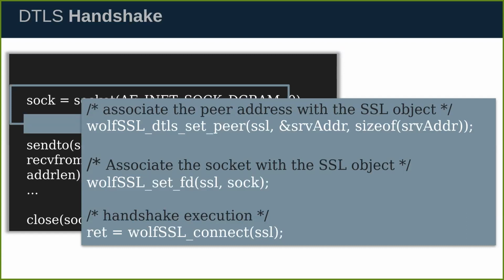If you're using blocking sockets, then this will probably be just one call, and then the connection will be done. You can also use non-blocking sockets. In that case, every time we want to write or read but we can't because the network layer prevents us from doing that, we return control to the user, and then the user can wait for the socket to become free and call wolfSSL connect again until you finish the handshake.